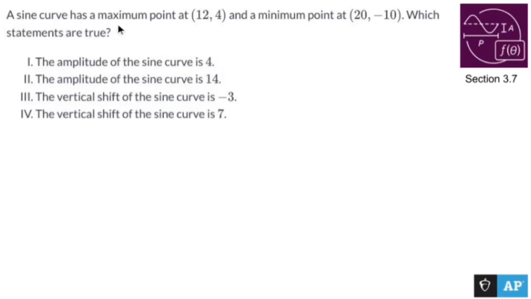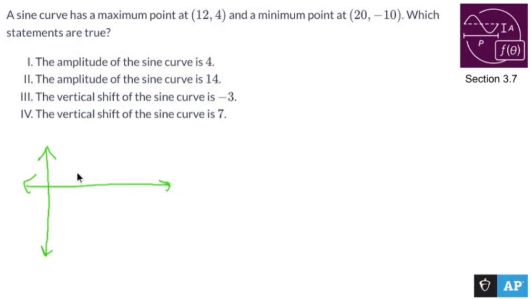A sine curve has a maximum point at (12, 4) and a minimum point at (20, -10). Which statement is true? All right, let's try to graph this out. I have positive x's and something that is kind of big and not big at all.